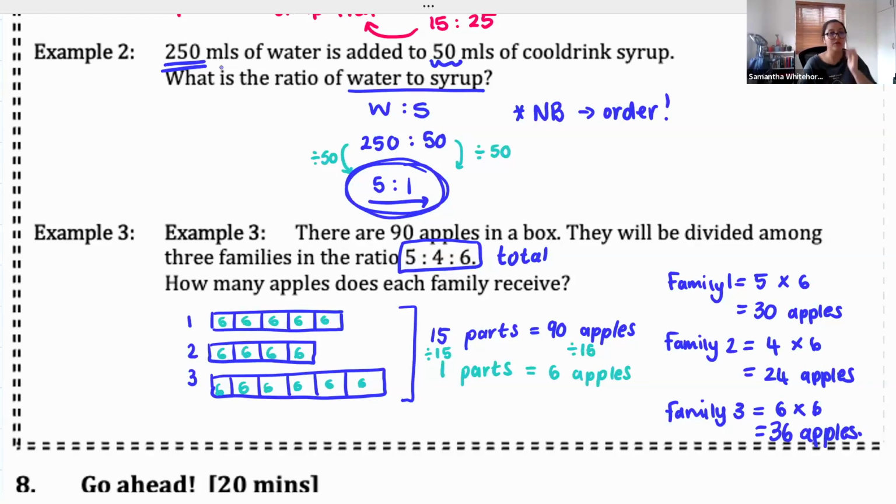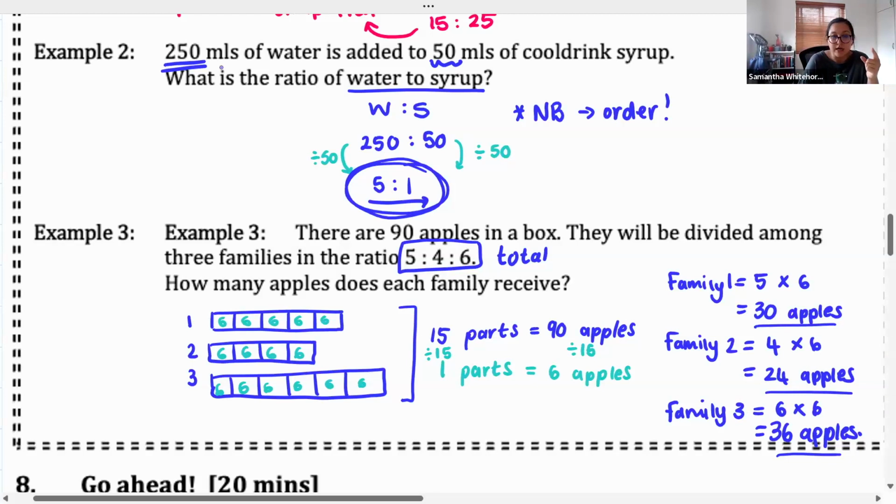Right, and this goes back to the discussion we had about rate. If we can figure out apples per part, or whatever per part, we're able to go and figure out what each person is going to get, or what each whatever is going to get. Okay, so now we know what each family is going to get. Remember I said family 3 should get the most and family 2 should get the least. If you check, that's the case.